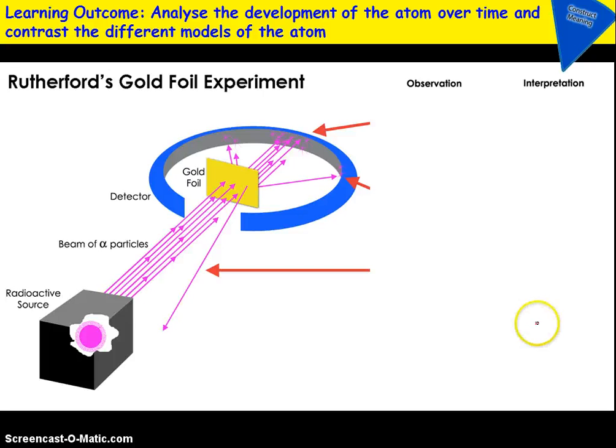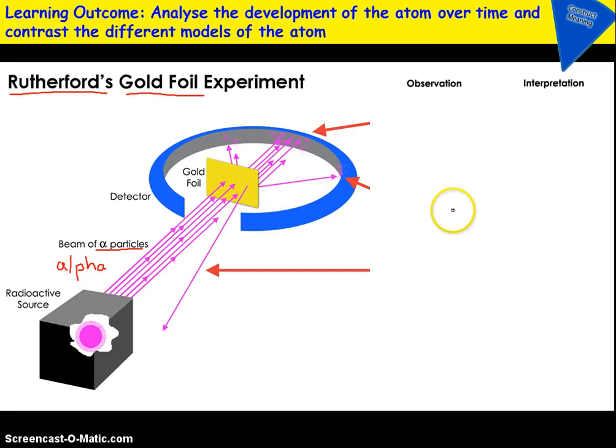So looking at these experiments in a little bit more detail, the one experiment you need to know the most about is Rutherford's gold foil or gold leaf experiment. Now what he did in this experiment is he had a source of alpha particles. Now alpha particles are a type of radiation, and this is what is emitted from an unstable nucleus. So he had some alpha particles and he fired them at a gold leaf, which is basically just a really thin piece of gold that's been hammered so that it's only a few atoms thick. And what he did was he observed using a detector where these alpha particles went.